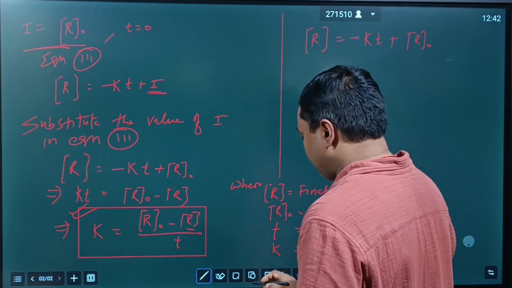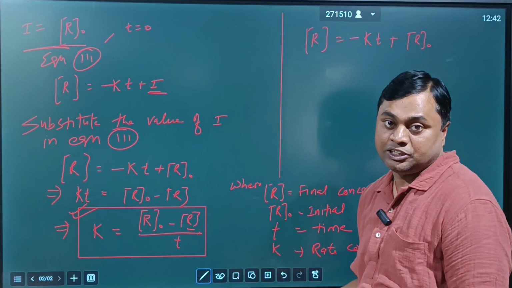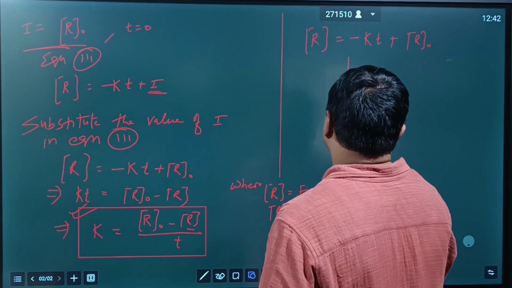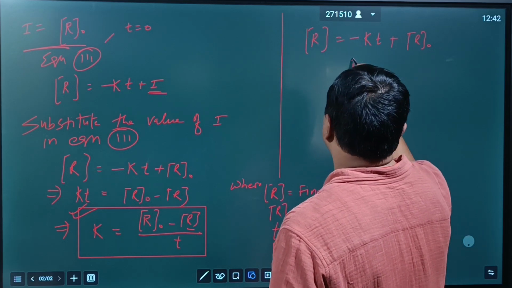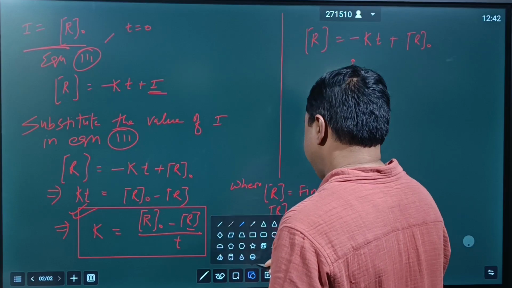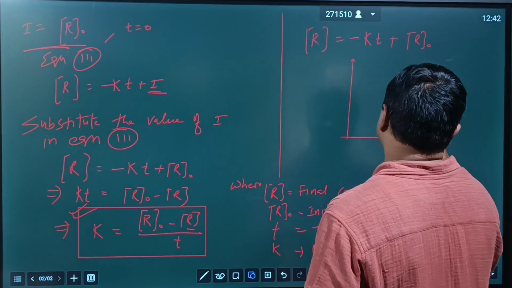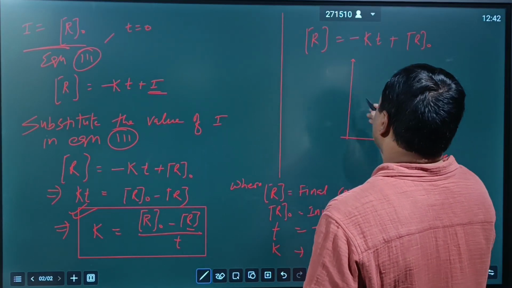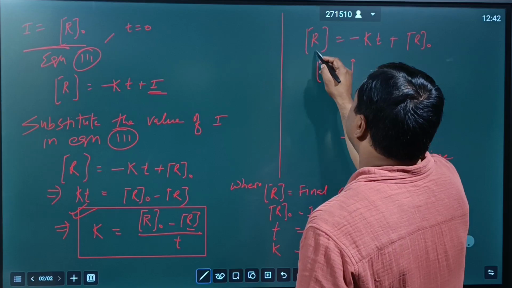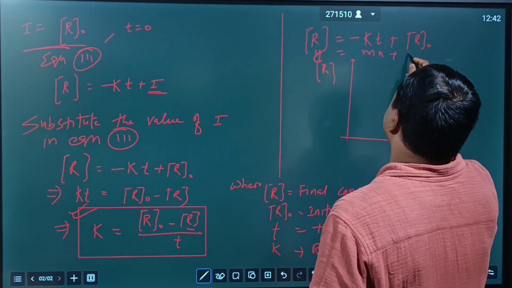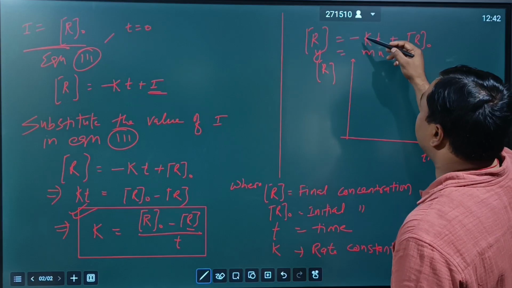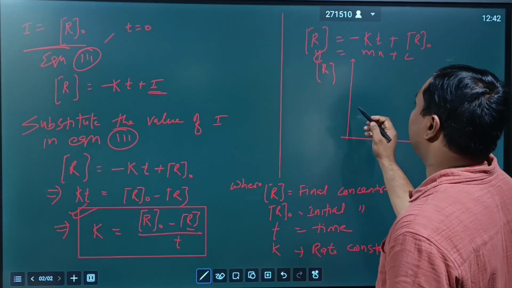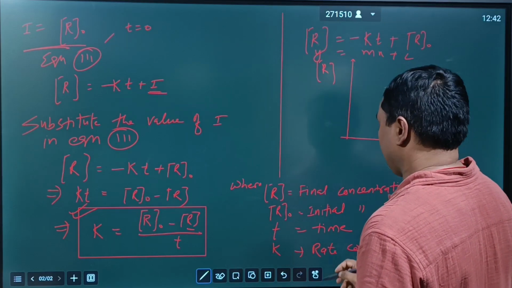So I want the graph between concentration versus time. Okay, let's see the graph. This is the y axis, and let's say this is the x axis. The x axis we are considering as time, and this is the concentration R. So you can see here this is y is equal to mx plus c. Here m is nothing but minus k, c is nothing but R naught, that is the intercept, and y is R. So slope is negative.